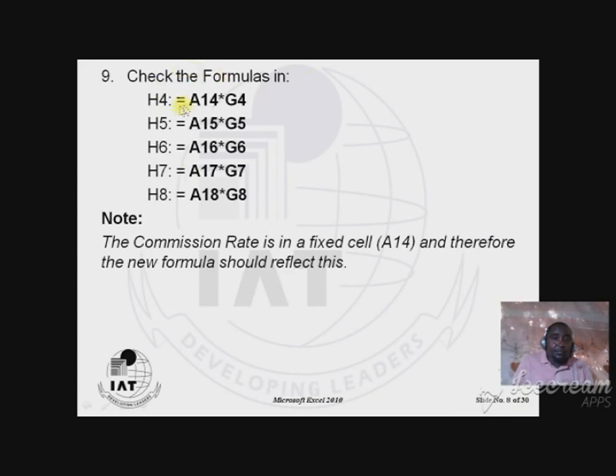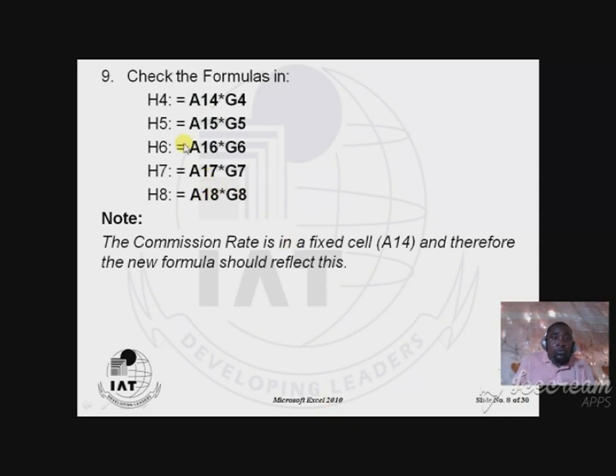check the formula in H4. Cell H4 is equal to A14 times G4. H5 is equal to A15 times G5. H6 is equal to A16 times G6. H7 is equal to A17 times G7. H8 is equal to A17 times G8. This means when you copy this number, it continues, it changes. So all of these numbers except cell A14, you don't have any. It is 0. A15 is 0, A16 0, A17 0, A18 is also 0.